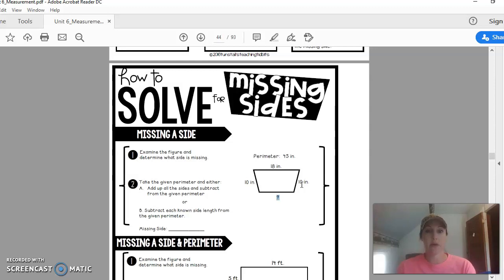I could do 45, take away 10. That gets you to 35. Take away 10 more. That gets you to what? Then you take away 18 more. And that gets you to what? That should give you your missing side.